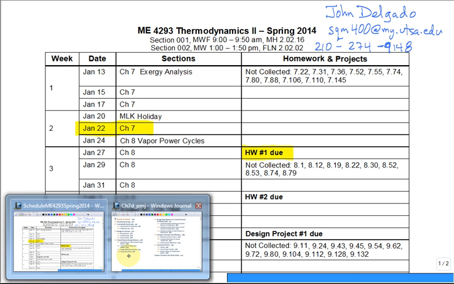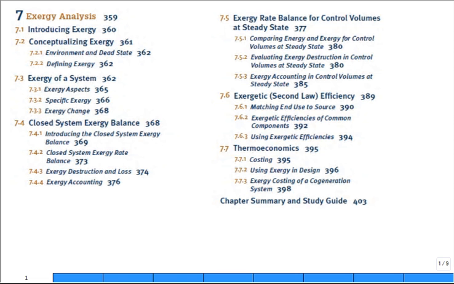What I want to do is emphasize what sections of this chapter you don't need to read because it won't be on the exam. For the thermoeconomics, that whole section you don't need to read because it's not going to be on the exam. And matching end use to source is interesting reading, but not on the exam. The rest of it is pretty much on the exam. Okay, so all of this is what you're responsible for.